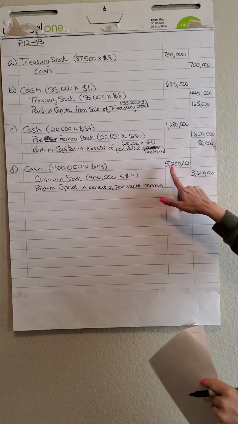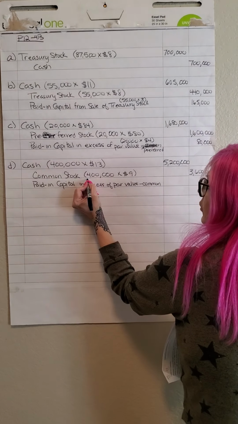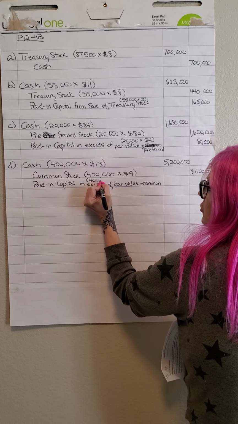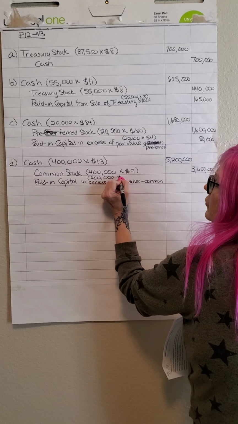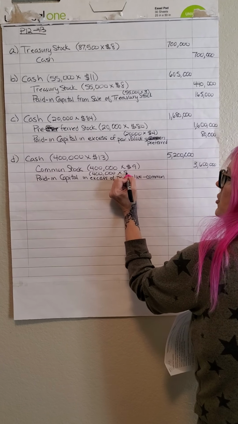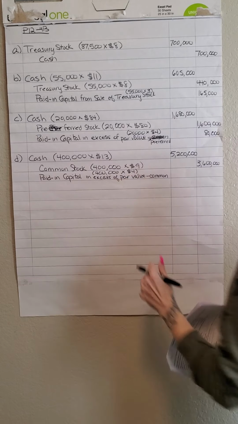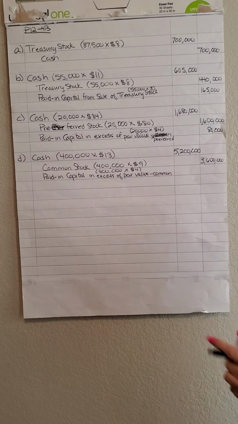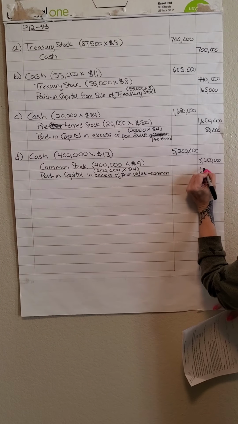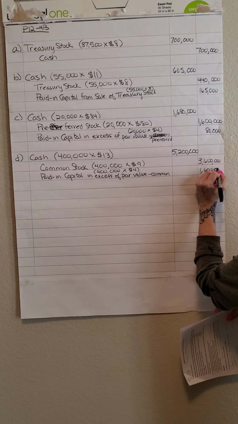And so you can either take the difference between those two if you want to calculate it out just to make sure you're doing everything right. You would do 400,000 shares, multiplying it times $4 per share, and that's going to give you a total of $1,600,000.